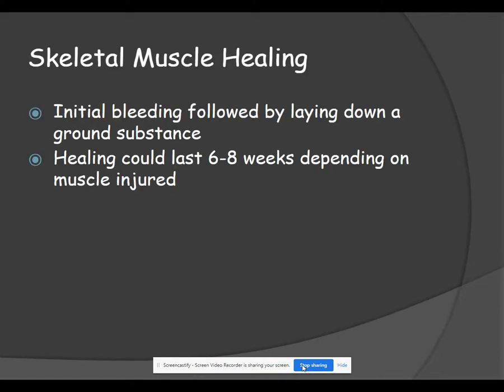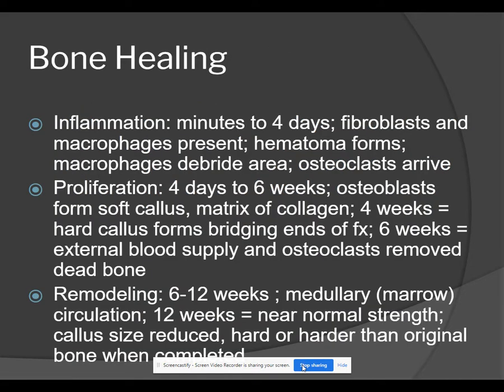Skeletal muscle healing. If you pull a muscle or injure a muscle, the initial bleeding is followed by laying down of ground substance and healing the tissue, just like we talked about. But it could last up to 6 to 8 weeks depending on it. Inflammation is about 6 hours to 1 week. It's a little bit shorter than ligaments and tendons. Proliferation is 1 week to 18 days, and remodeling 6 weeks to 6 months, depending. So the shortest healing time is skeletal muscle, then ligaments and tendons, and then cartilage.